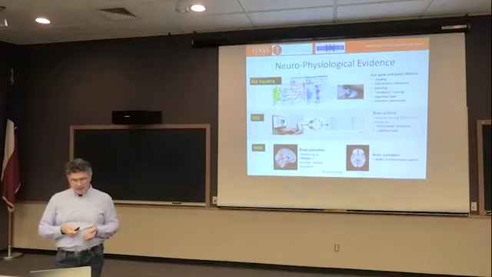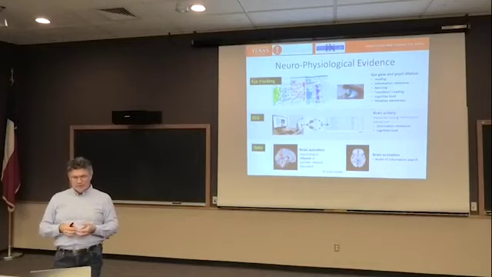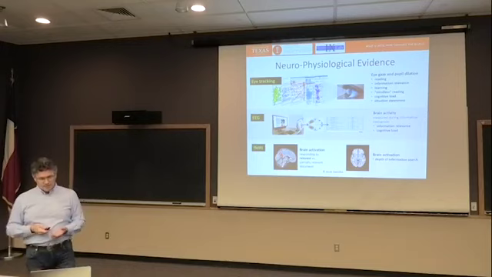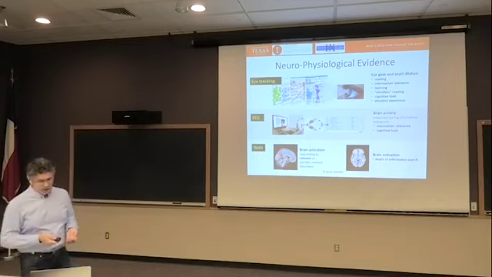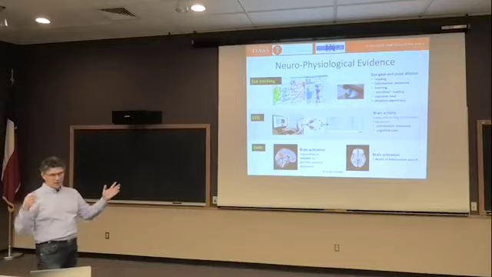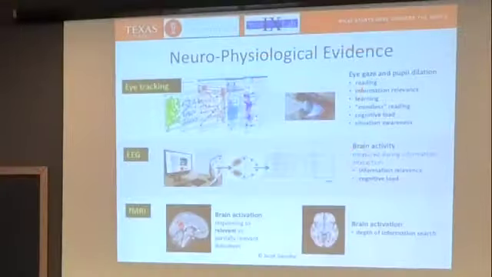And so I call it overall using neuro-physiological evidence. And the three types of devices that I have used in my research is eye tracking. You'll hear a lot about eye tracking, so I'll be repeating a lot. But also EEG, electroencephalography, and fMRI, functional magnetic resonance imaging.